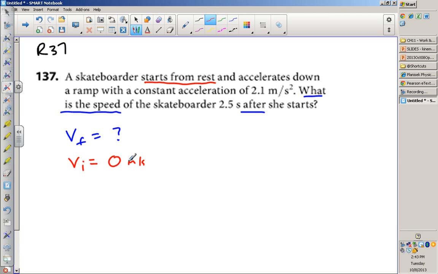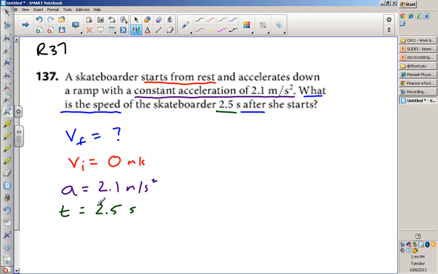What's another thing that we know about this skateboarder's motion? Acceleration. It tells us that there is a constant acceleration of 2.1 meters per second squared. What else did they give us to work with in this problem? They give us the time, that this is 2.5 seconds of skateboarding. So, 3 pieces of information, we're looking for a fourth.